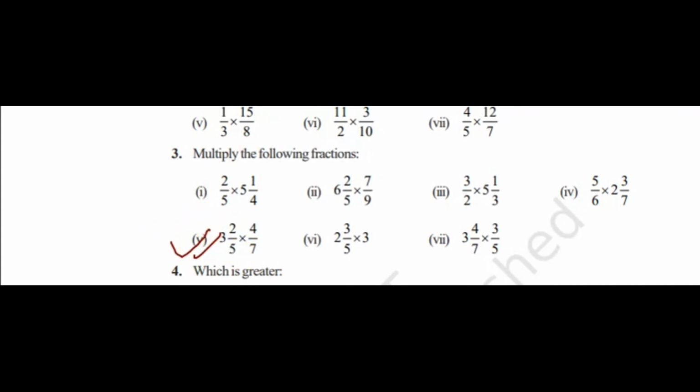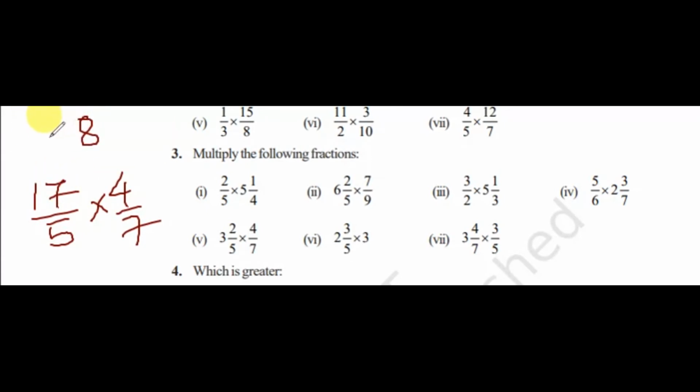Now doing this one, again first convert it into an improper fraction. 5 3s are 15 plus 2 is 17, so 17 by 5 into 4 by 7. Now see, is any term getting cancelled out? No. So multiply it. 17 4s are 68 and 5 7s are 35. So 68 by 35 is the answer.